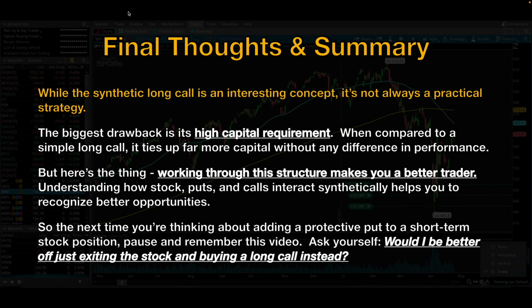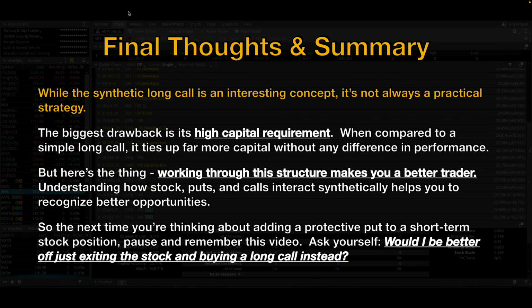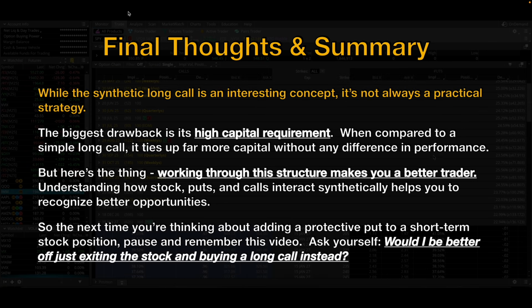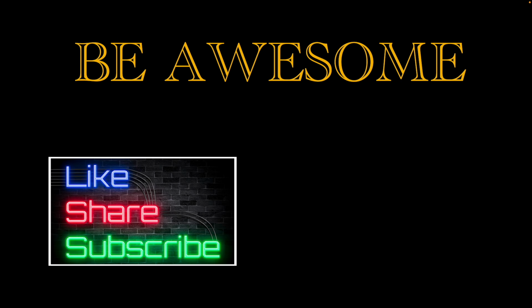But here's the thing, working through this structure makes you a better trader. Understanding how stock, puts, and calls interact synthetically helps you to recognize better opportunities. So the next time you're thinking about adding a protective put to a short-term stock position, pause and remember this video and be sure to ask yourself, would I be better off just exiting the stock and buying a long call instead? The synthetic long call is the second of 6 essential synthetic positions that every options trader should understand.